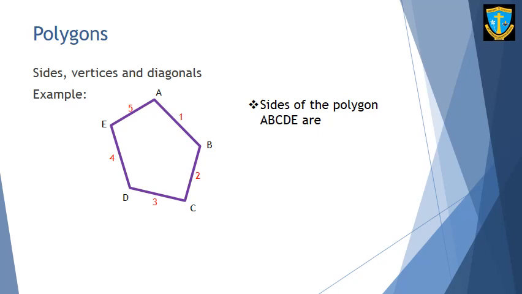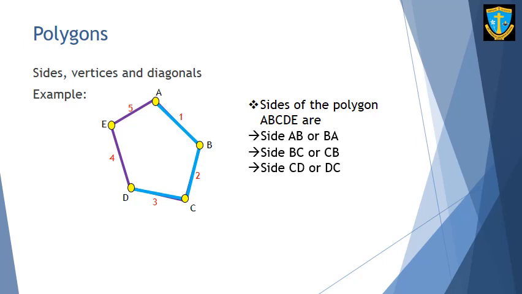Okay, the sides of the polygon ABCDE we have to write in this form. Let us have the first side, side AB, or we call it side BA, the opposite way. Second one, side BC or CB. Then the third one is side CD or DC. Fourth one is DE or ED. Fifth one and the last one is EA or AE.